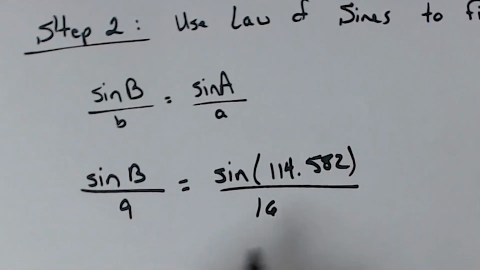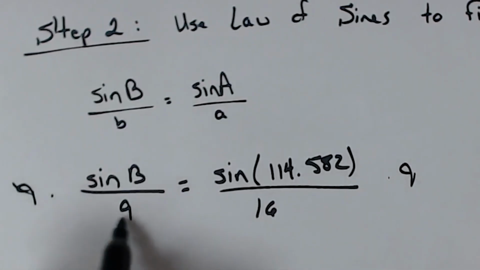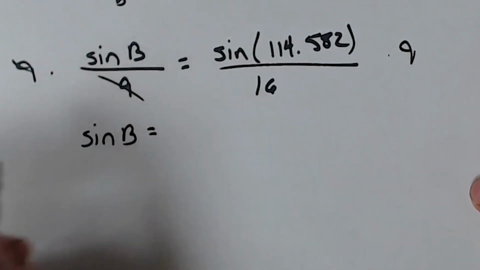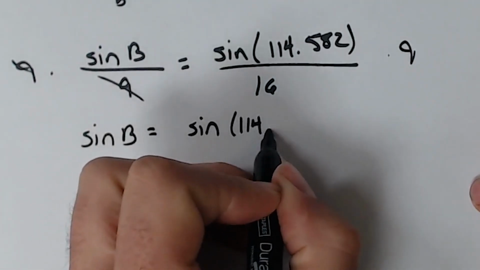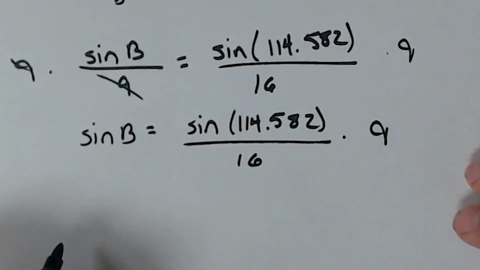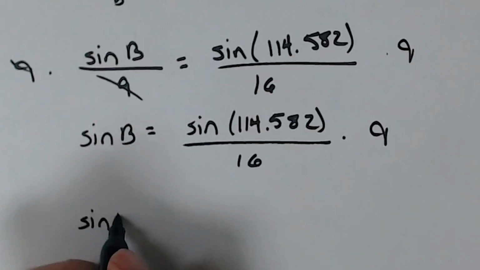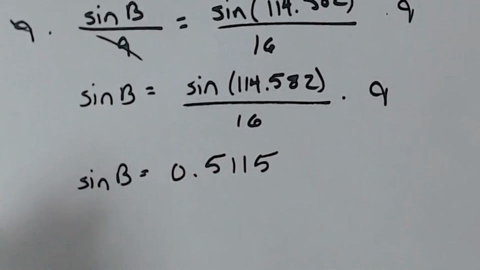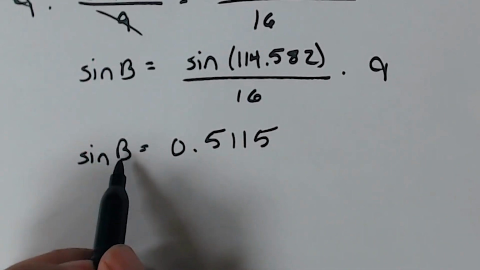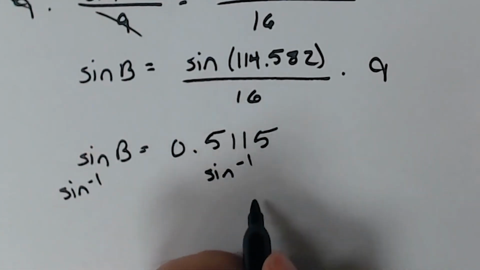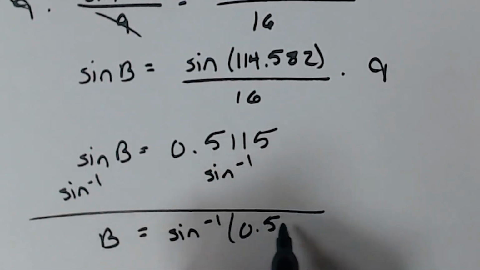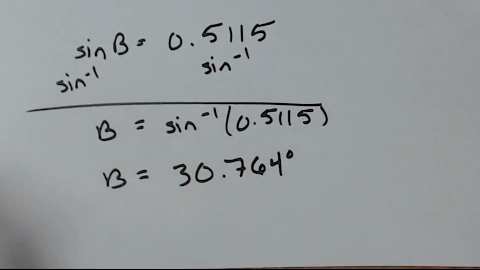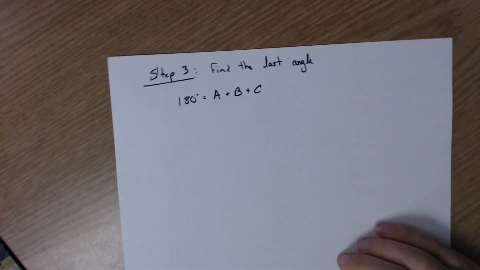This time, I'm going to, again, multiply by 9. This is going to cancel my left side. So I now have sine B equals sine 114, or 16 times 9. That's all just a number. And if I punch that into the calculator, I get that it is 0.5115. Now we have to get rid of sine again, because I need to find an angle measurement. So it's inverse sine. Angle B is inverse sine of 0.5115. So angle B is 30.764 degrees.